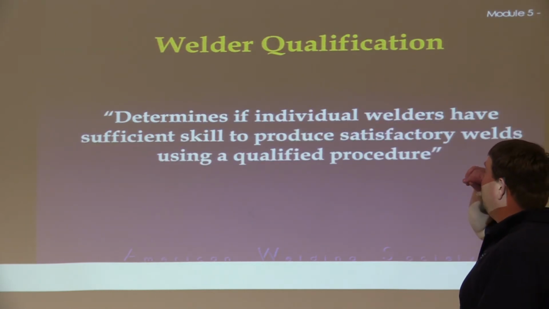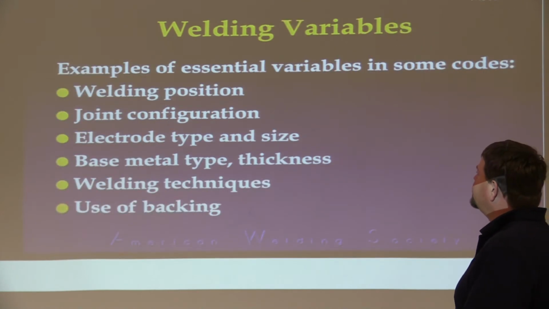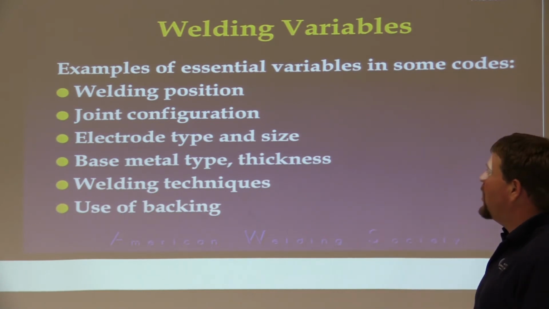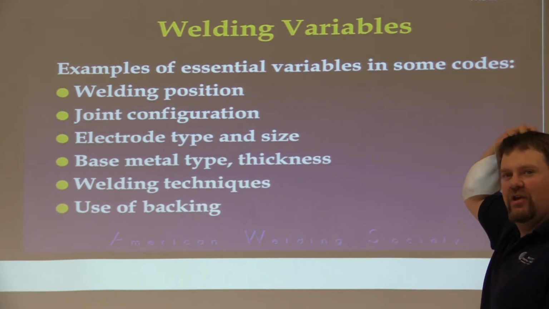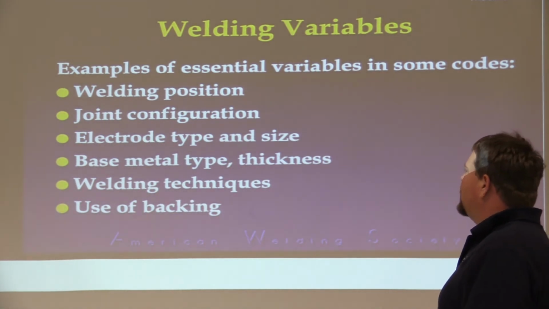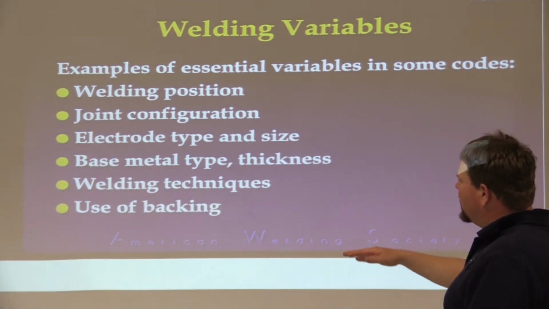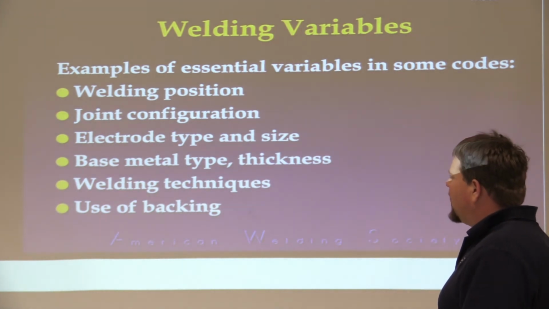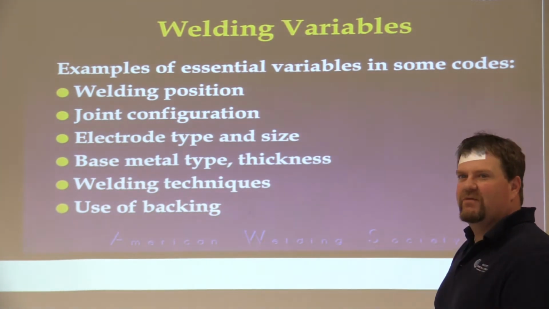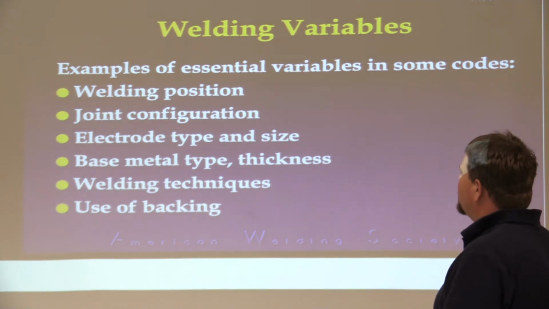And then we talked about welder qualification. And so now we get into the variables, right? So here's the essential variables. These are things that you want to write down. What's the position? Naturally, 3 and 4 are harder than 1 and 2, correct? What's the weld joint configuration? Electrode type, size, backing, whether there is backing or whether there's not backing, because that depends on your skill level. It's a lot easier to put one in with a backing strip than an open root.